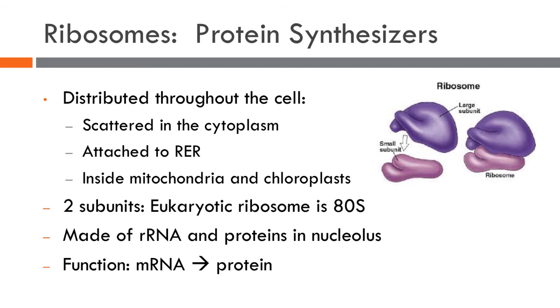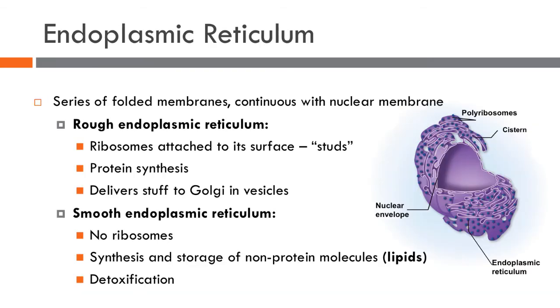The function of ribosomes is to make protein. The endoplasmic reticulum is a series of membranes that are continuous with the nuclear pores. So messenger RNA that's made in the nucleus can leave through the nuclear pore and directly enter the endoplasmic reticulum.